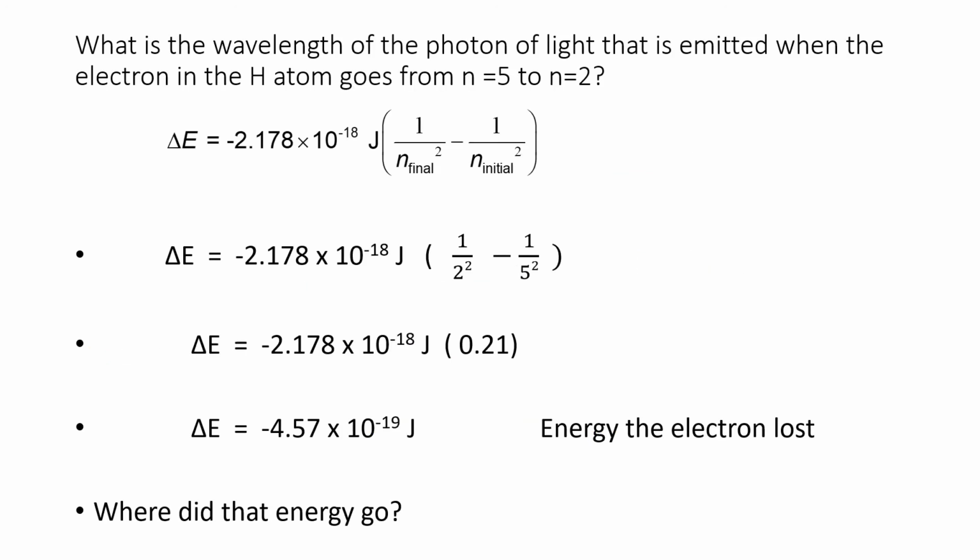Let's look at a specific example of using this. This problem asks us: what is the wavelength of the photon of light that is emitted when the electron in the hydrogen atom goes from n equals 5 to n equals 2? Well, where do we start? We're going to start with that equation we just talked about. And you don't need to memorize the equation. I'll give you the equation. I'll give you the constant.